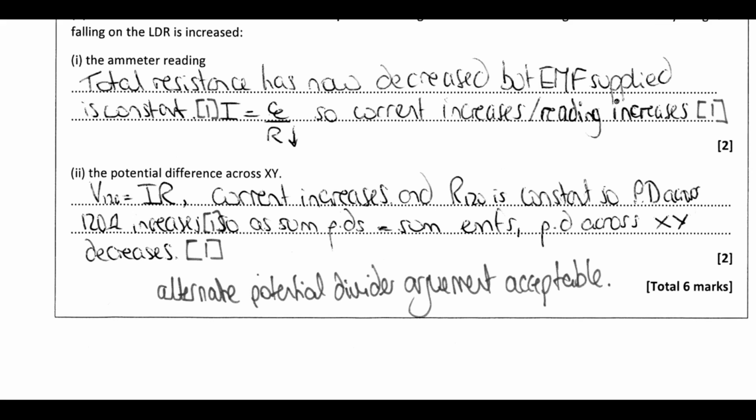And because the sum of the potential differences equals the sum of the EMFs, that's Kirchhoff's voltage law, that's going to mean the potential difference across X, Y will decrease if the potential difference across the 120 increases, because they still add together to give the same number. You could also answer this question using a potential divider, but I think this is a straightforward enough way to do it. Okay, so that finishes question 3.